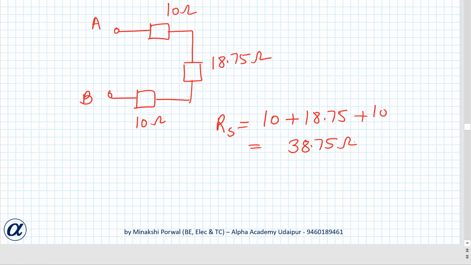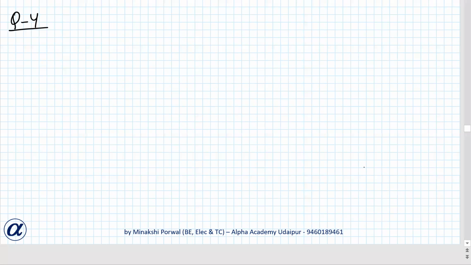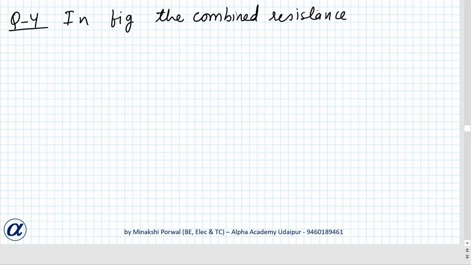Okay. Ma'am, we took 20, 10 and 20 into 50. So ma'am, if we take 10, in the figure the combined resistance is... So here you have to find the combined resistance only. Okay.